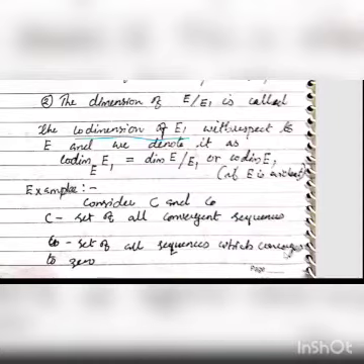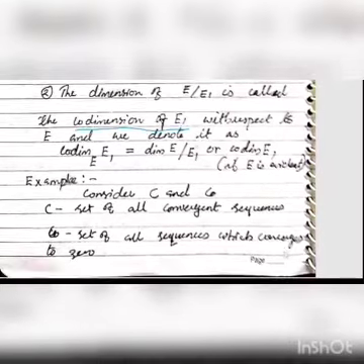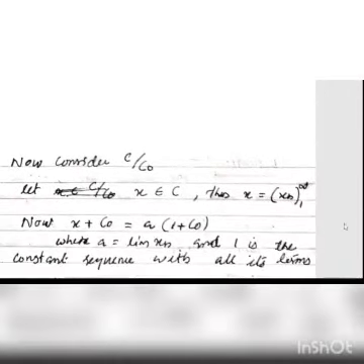Some examples. Consider c and c0. Here c means the set of all convergent sequences and c0 means the set of all sequences which converge to 0. Now suppose we are taking c by c0. If x belongs to c, then x is of the form (xn), n from 1 to infinity.